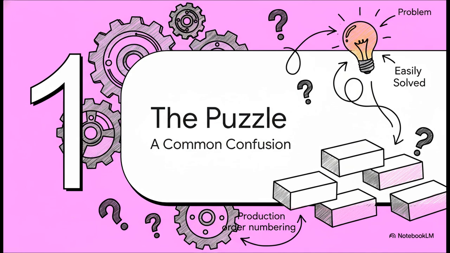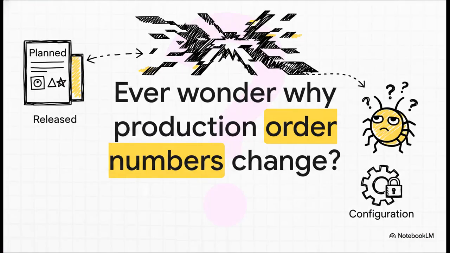This is a classic, it trips up so many users. But the good news is, once you see what's actually happening behind the scenes, it's a really easy fix. I mean, this is the big question, right? You go in, you create a firm planned production order, and it gets a number. Awesome. But then you release it, and suddenly, bam, it has a totally different number. It feels broken, like a bug. But believe it or not, it's actually designed to do that. It's a feature, just a super confusing one.